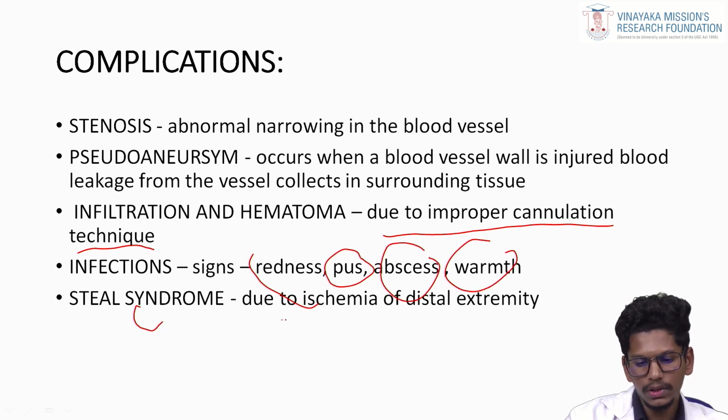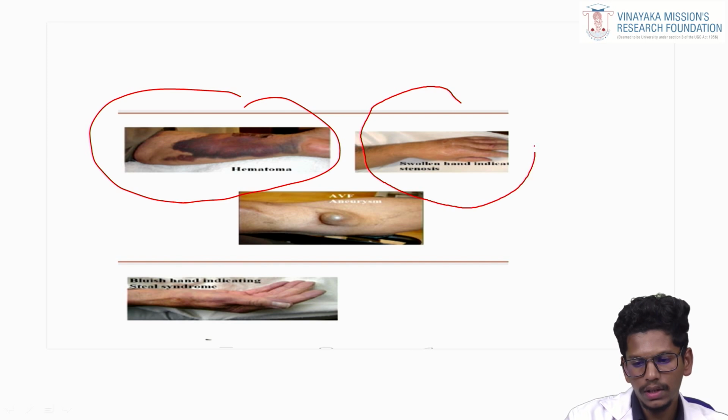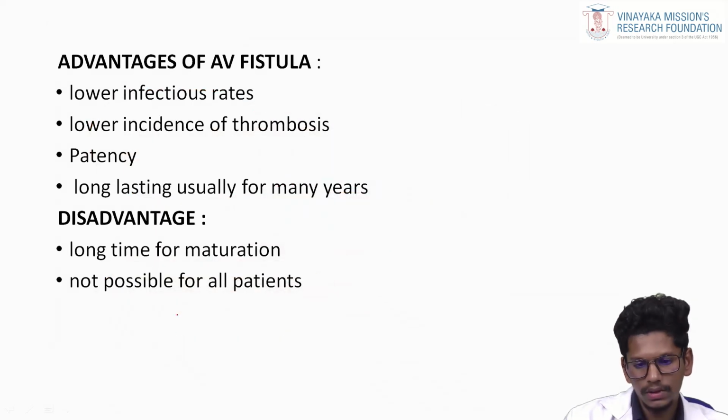Last, Steal syndrome. It is due to ischemia of the distal extremity. This picture shows how a hematoma occurs. This is a swollen hand indicating stenosis, this is an AVF aneurysm, and this is a bluish hand indicating Steal syndrome. Next are the advantages and disadvantages of AV fistula.